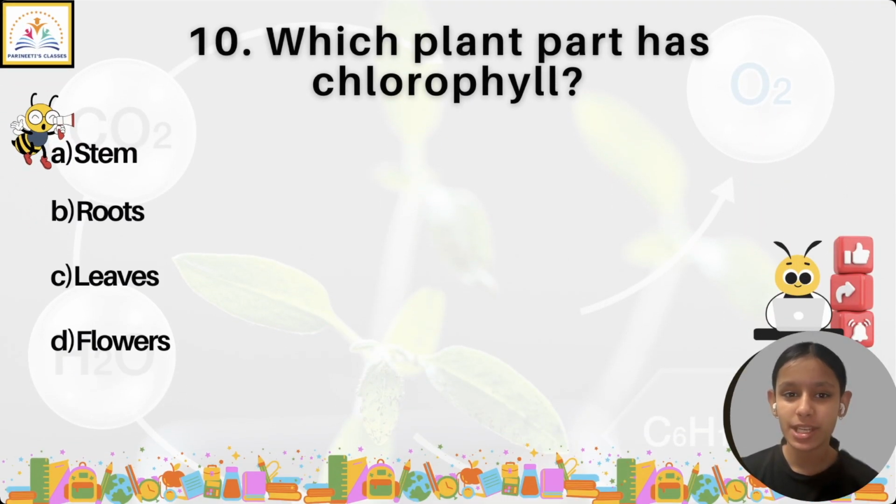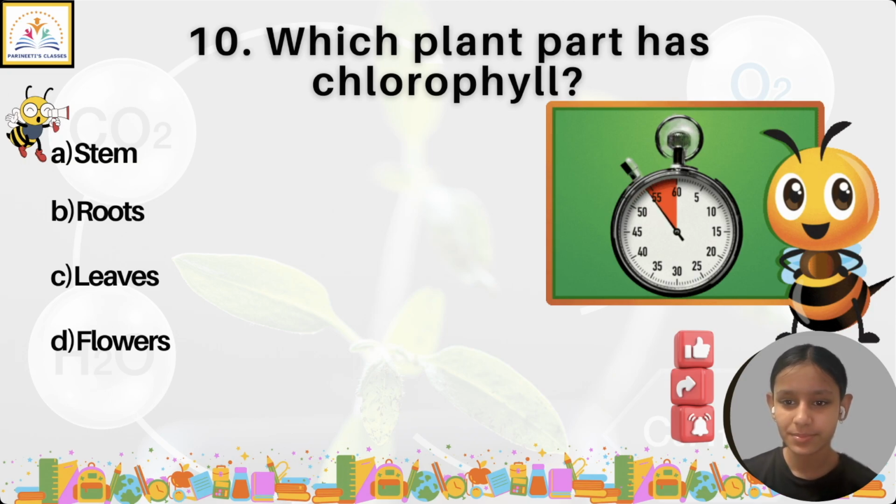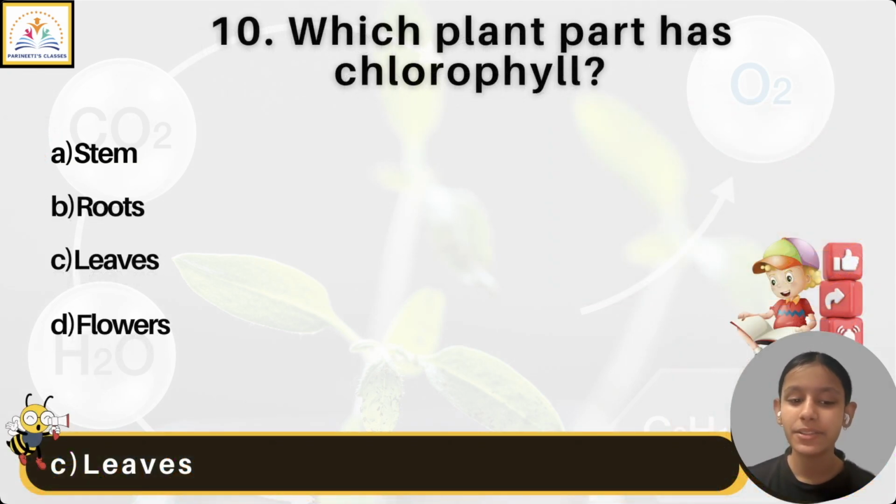The 10th question is, which plant part has chlorophyll in it? Option A, stem. Option B, roots. Option C, leaves. And option D, flowers. The correct answer is option C, leaves.